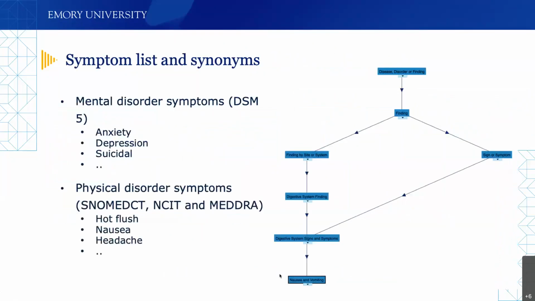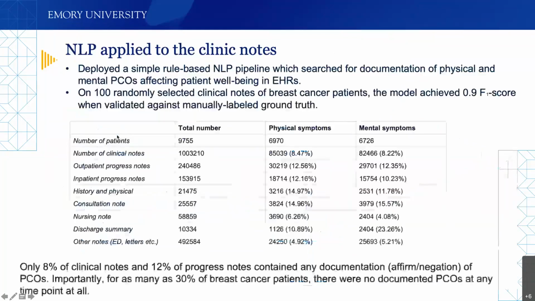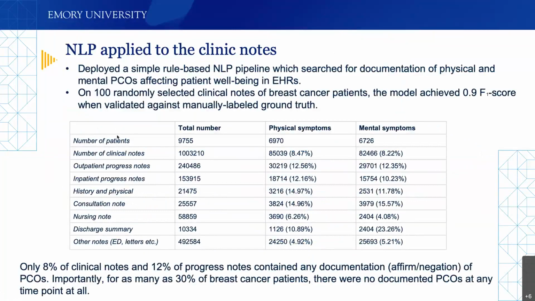Then we started creating a list of key terms for symptoms. We used the DSM-5, which is a very popular ontology for mental disorder symptoms. So we gathered a list of symptoms from there: anxiety, depression, suicidal. We take their subclasses as well as the synonyms. Then we have the physical symptoms: hot flash, nausea, headache, that we curated from NCIt, the National Cancer Institute Thesaurus, MedDRA, and SNOMED, all these ontologies. And we finally created a list of terms. For every symptom we have more than 10 terms, and we developed an NLP system using those terms. We randomly selected 100 notes, and the model achieved a 0.9 F1 score when validated against the manually labeled ground truth data. That means the model was very accurately identifying the symptoms from the clinic notes.